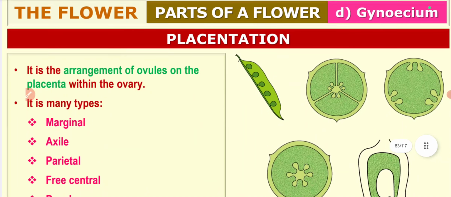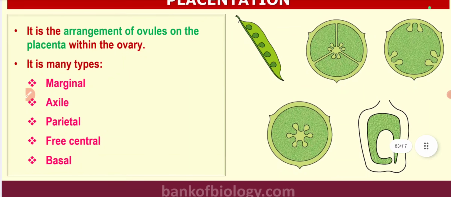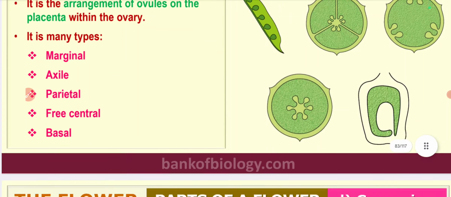Next is placentation. It is the arrangement of ovules on the placenta within the ovary. That is called placentation. It is the arrangement of ovules, or the future seeds, on the placenta within the ovary. It has many types: marginal, axial, parietal, free central and basal.